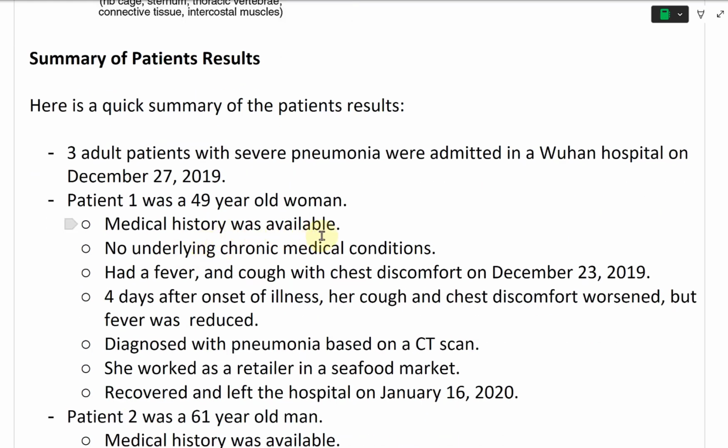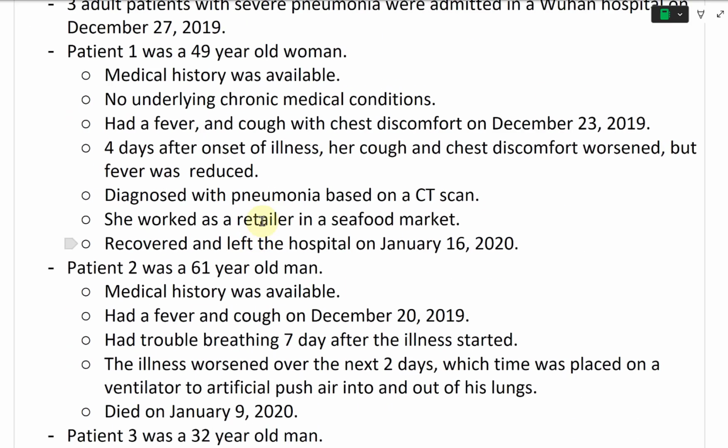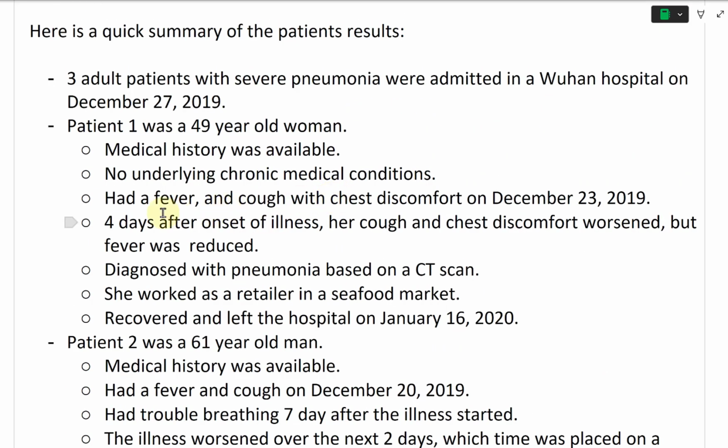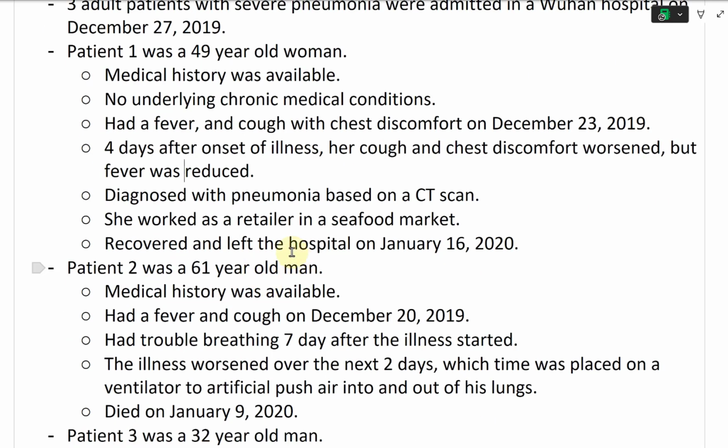Medical history was available and had no underlying chronic medical conditions. And then had a fever. She had a fever and cough with chest discomfort on December 23rd, 2019. 4 days after onset of illness, her cough and chest discomfort worsened, but fever was reduced. And she was diagnosed with pneumonia based on a CT scan. So she worked as a retailer in a seafood market and recovered and left the hospital on January 16, 2020.